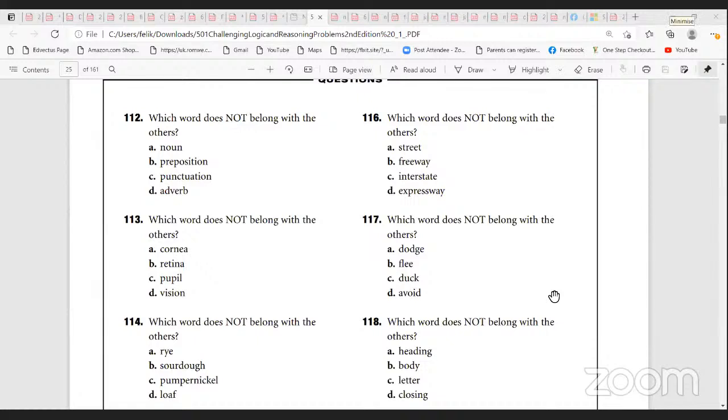Which word does not belong with the others? A. Rye, B. Sourdough, C. Pumpernickel, D. Loaf. What is your answer? A. Rye.